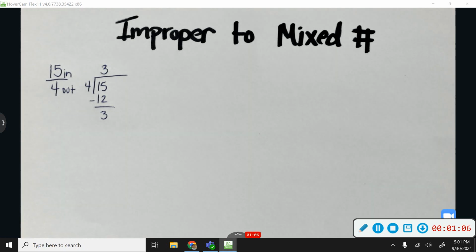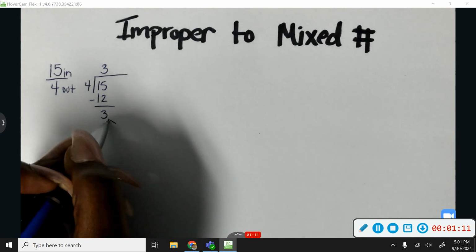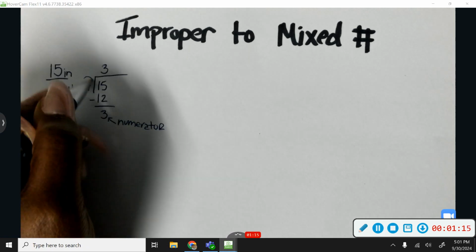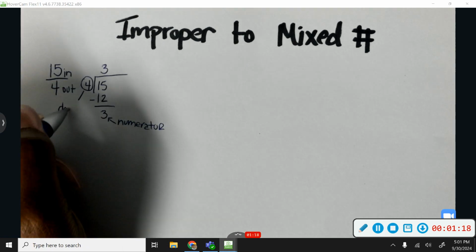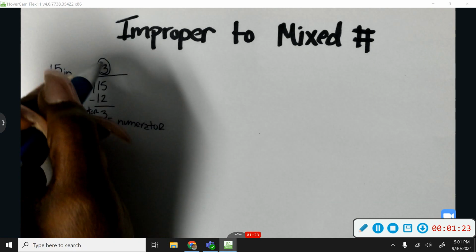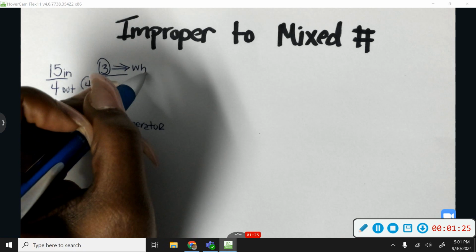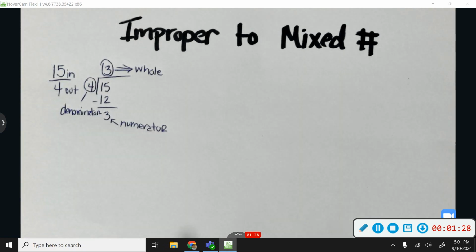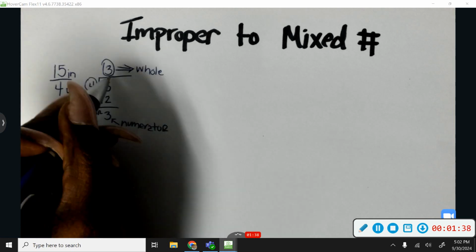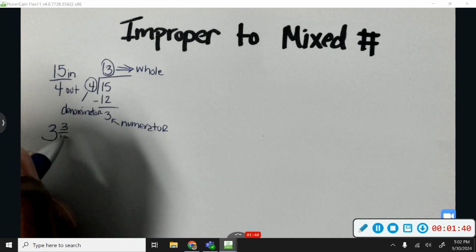So I'm going to quickly label what this is going to look like. In this case, my remainder is going to be my numerator. Of course, my 4 is going to stay the same. That's going to be my denominator. And this 3 at the top, that would be my whole number. And again, this is something to know and write down, so you can determine what your fraction would look like. So in this case, when I convert and put this all into a mixed number, it'll be 3 and 3 over 4.